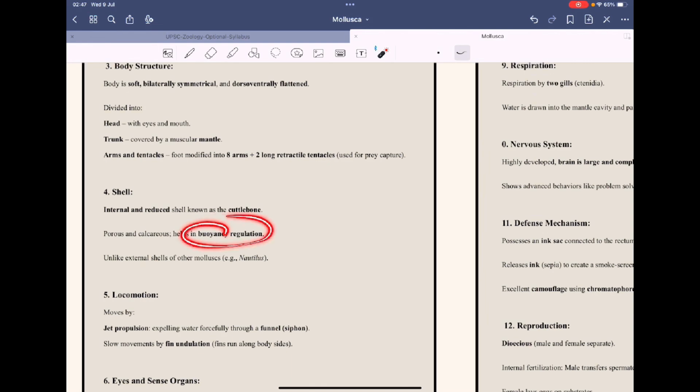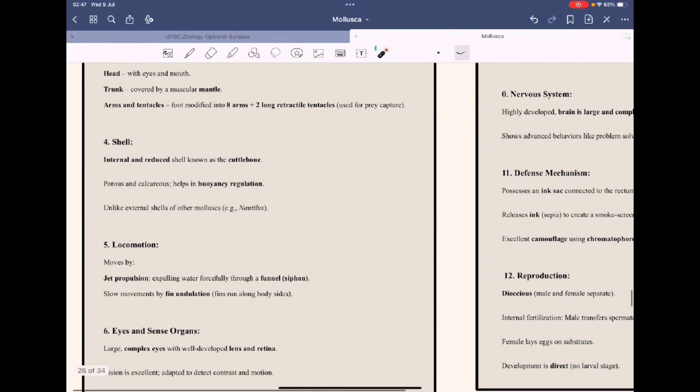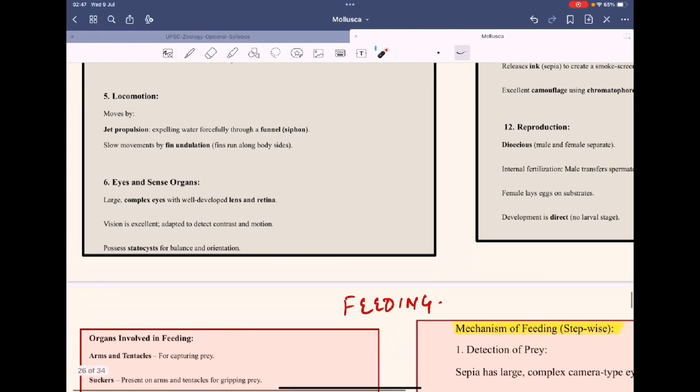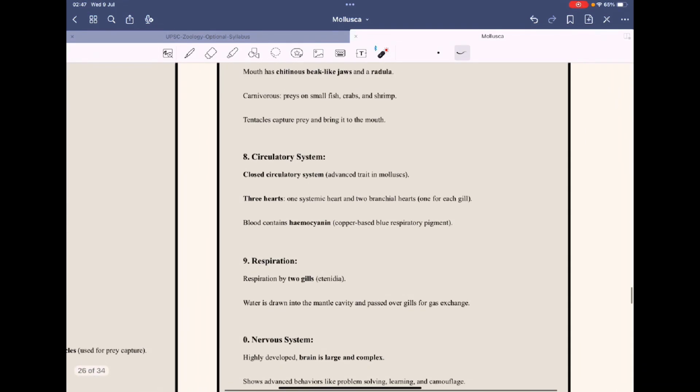It helps in buoyancy regulation, and unlike external shells, in case of the cephalopoda, the external shell is present in the nautilus, but here they have internal shells. The locomotion is by jet propulsion or fin undulation, and sometimes it crawls on the bottom of the ocean. The eyes and sensory organs are present. It has a complex eye, and vision is excellent. It helps in detecting contrast and motion, and there is a statocyst for balance.